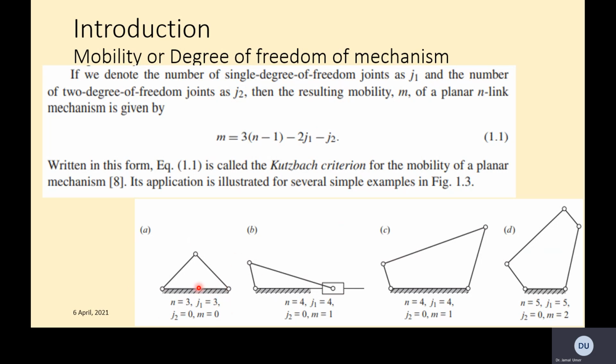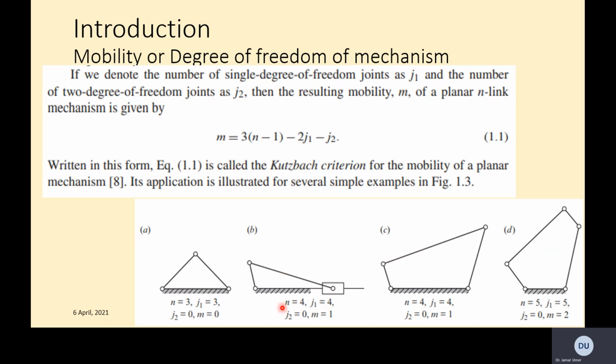So just make sure you understand this. There are 2 things. One is the degree of freedom for a single joint. So J1 is the number of single degree of freedom joints basically. So you say 2 degree of freedom joint is J2, single degree of freedom joint is J1, but the whole mechanism, how many degrees of freedom there are, that will be called the mobility of the mechanism, or the degree of freedom of the mechanism itself. So if you go to the next one, it's very clear.